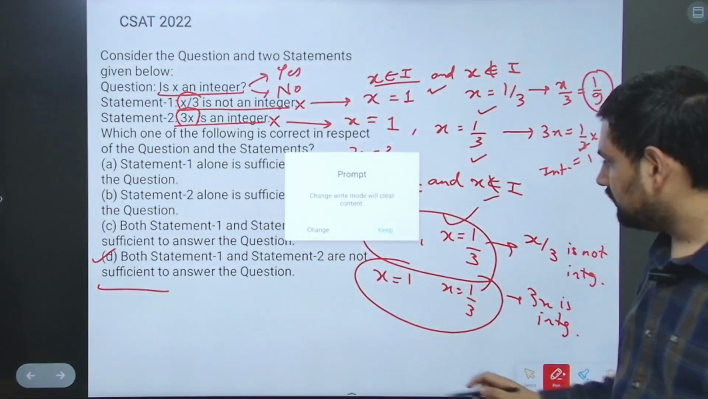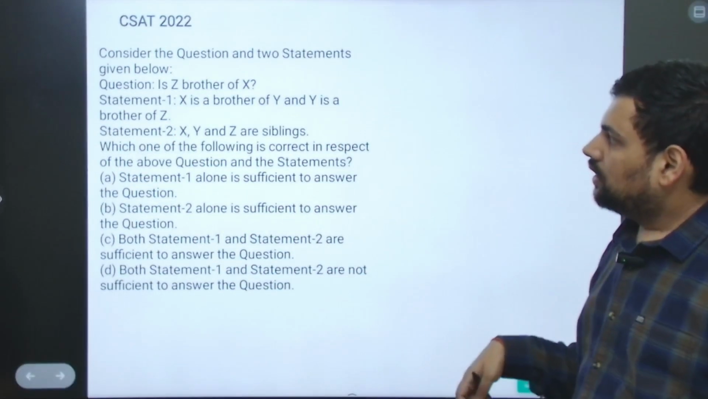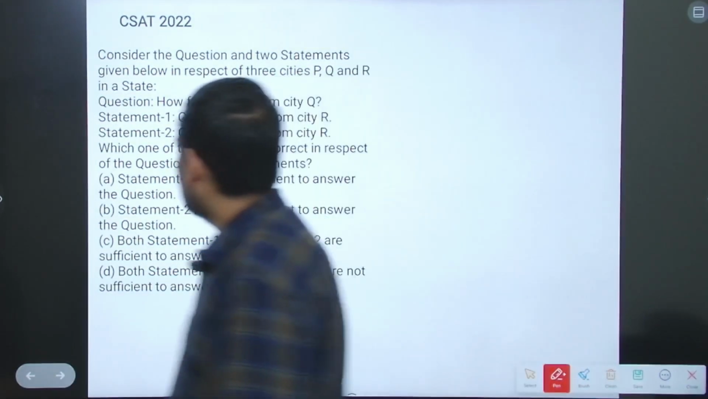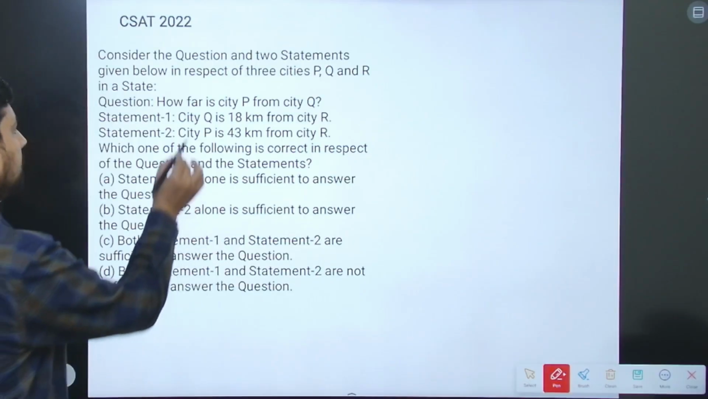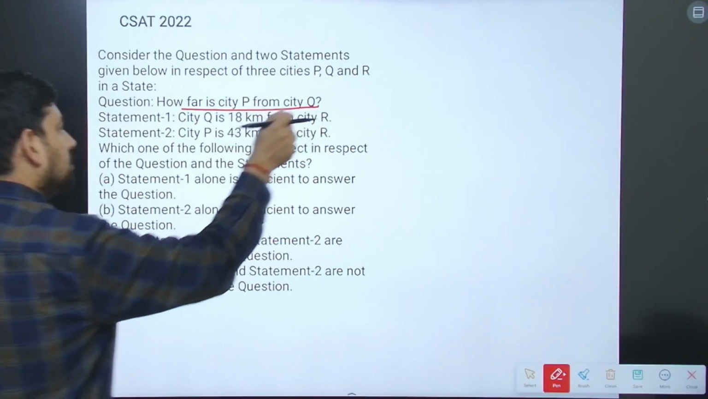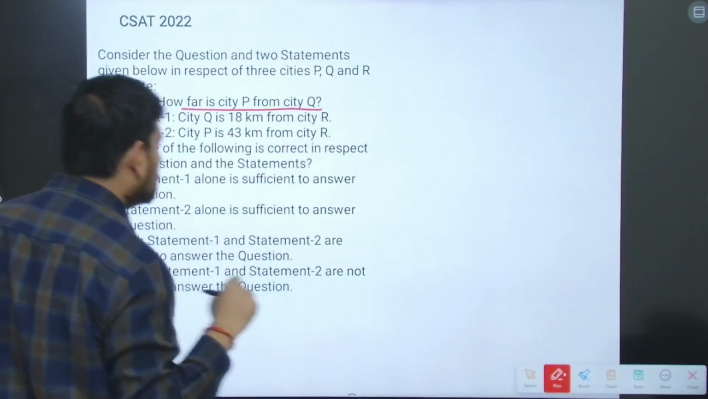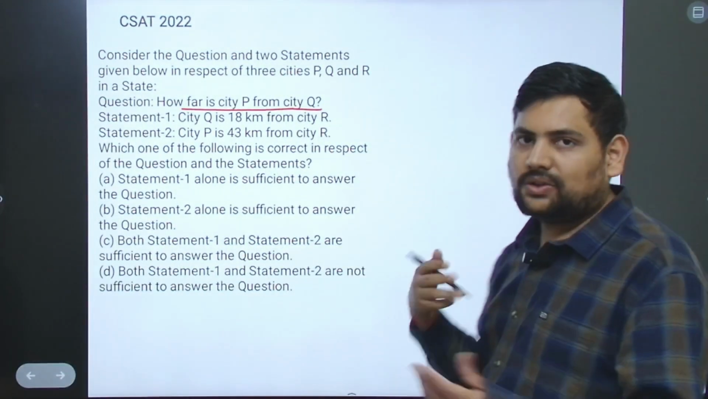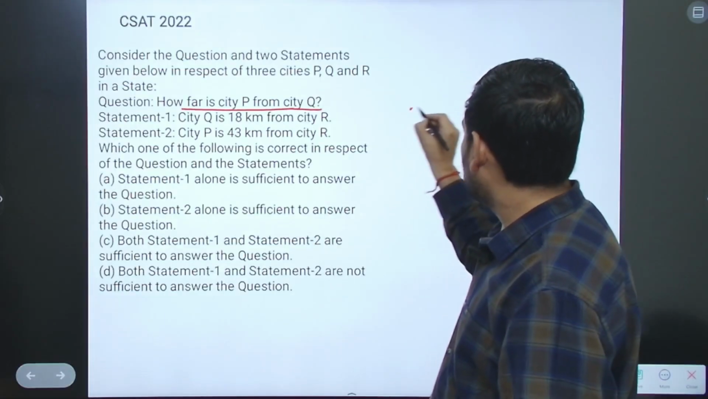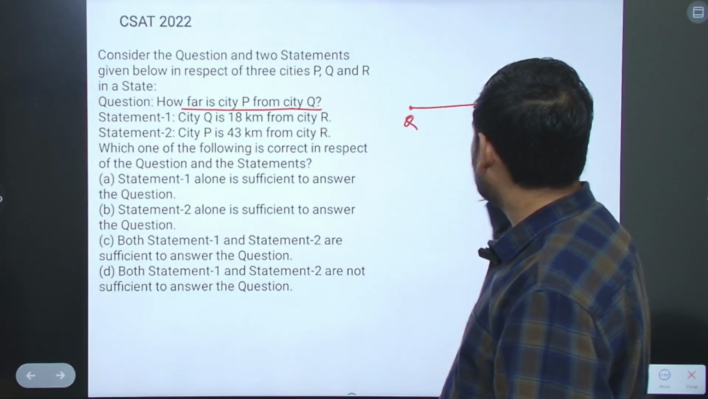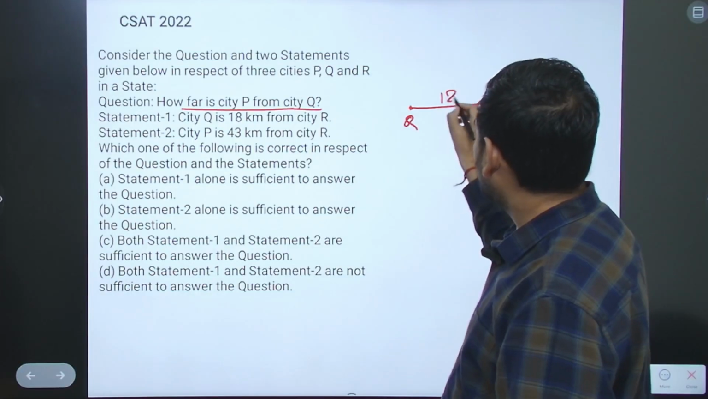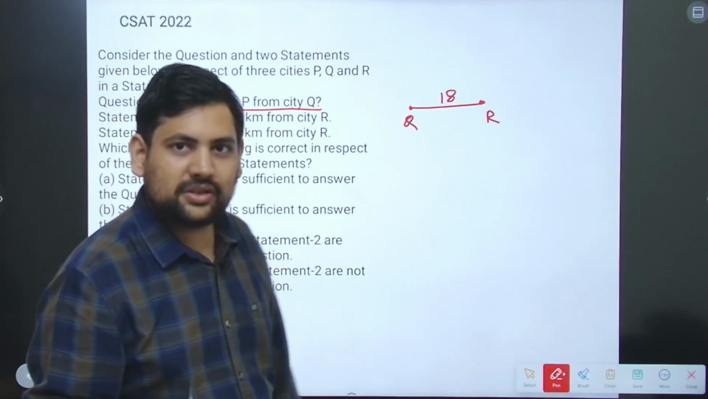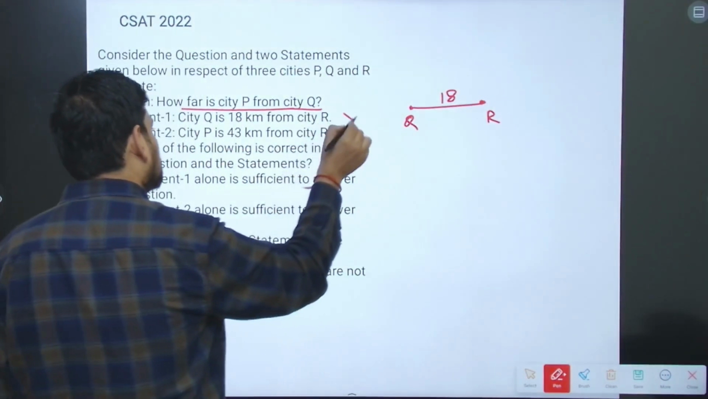Then next, now this is a fairly easy question. It asks you how far is the city of P from city Q. Then it says city Q is 18 km from city R. Now I don't know in which direction this is. So this is, let's say, city Q, this is city R, this is 18 km. Now can you tell me how far is P from Q? No, I don't know the location of P. How is this enough? Not enough, not at all.